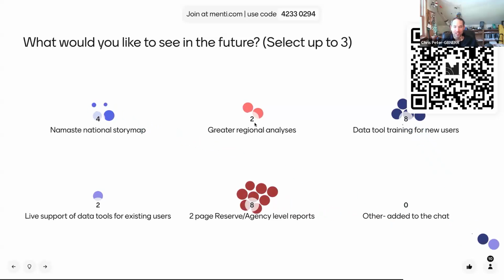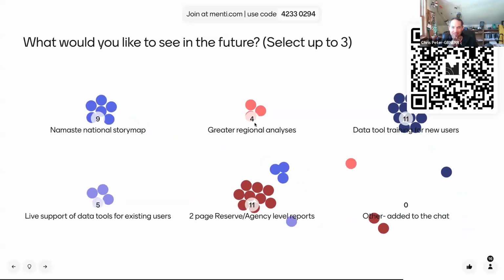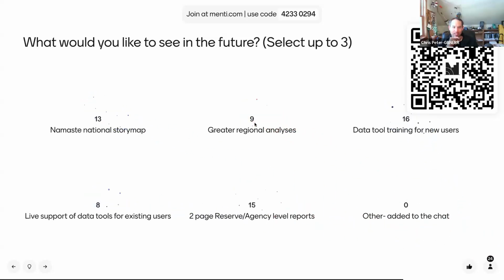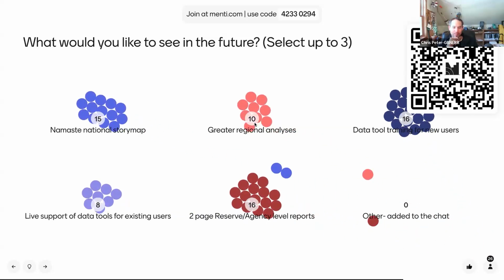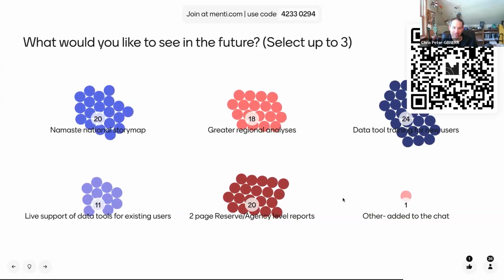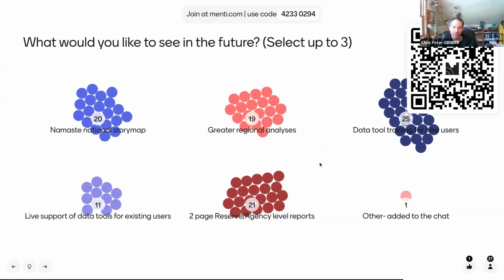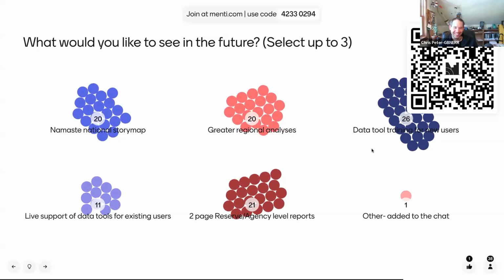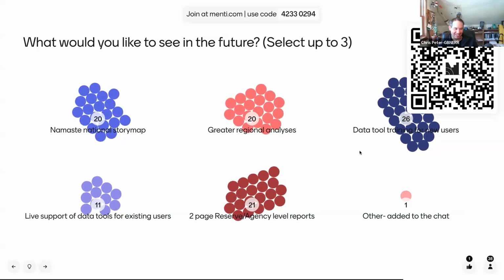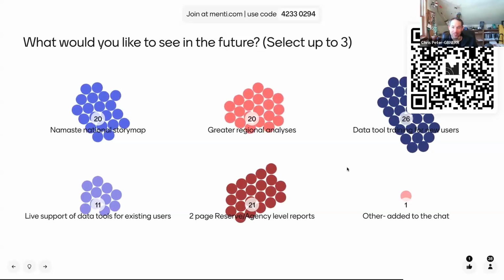So we get a lot of cool animations here coming in. Just give you 20 seconds to fill this out. Yeah, a lot of buckets here. Yeah, we might have to work on this for longer. Yeah, data tools, national story map, greater regional analysis. Yep. I want to see all these things too.